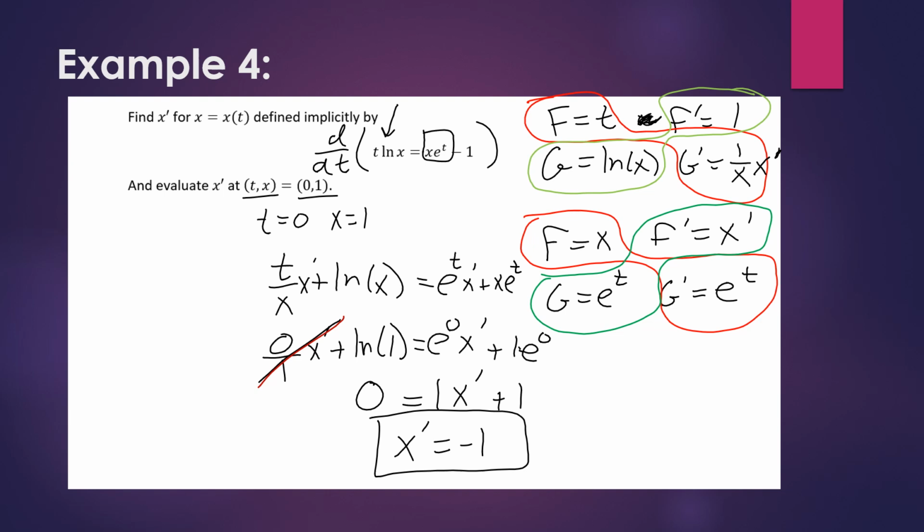It makes the problem a lot easier when they tell us what the values are going to be. So they just said once we take the derivative, plug in 0 for t, plug in 1 for x, and we get x prime equals -1.